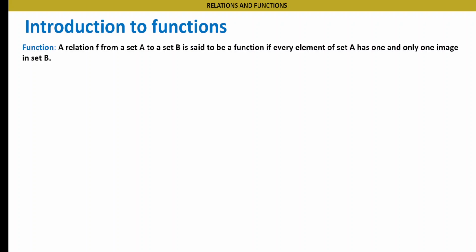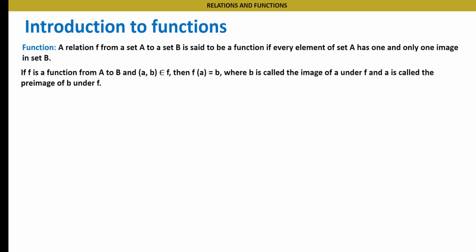Introduction to function. What is a function? A function is a relation f from a set A to a set B is said to be a function if every element of set A has one and only one image in set B. So set A should not have more than one image in set B for each element, I mean.